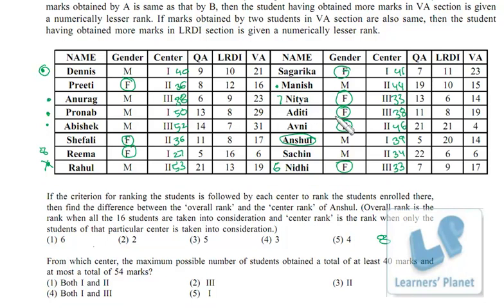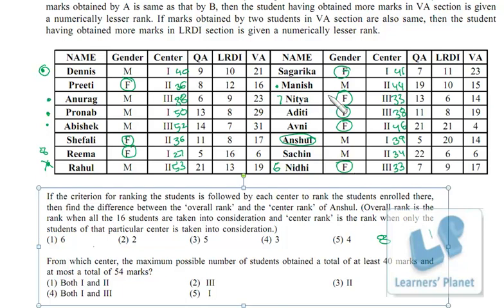Now center rank, Anshul's center is center 1. So center 1 total should be more than 39 and center should be 1, right? So let's see, center 1 total is more than 39. So this Sagarika is there, 1 student. Then we have this Pranab. Then we have Dennis. Okay, so 3 students are there. So difference is 5.